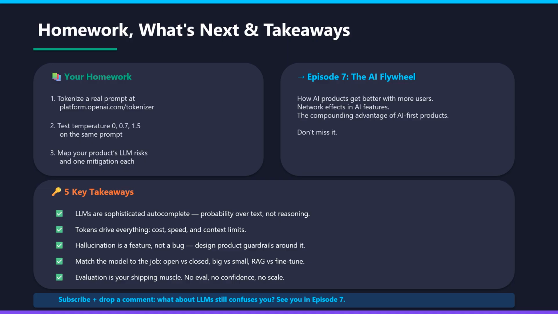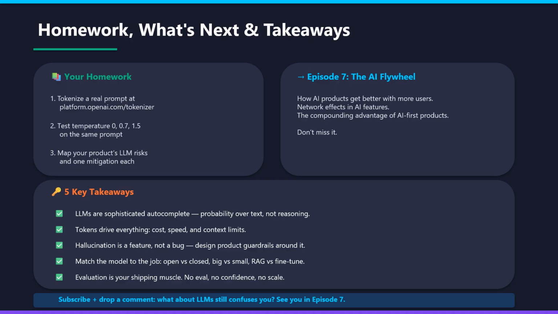Second, test temperature settings. Take one prompt relevant to your product, run it at temperature 0, temperature 0.7, and temperature 1.5. Compare the outputs side by side. Decide which setting is right for your use case. Three, map your LLM risk profile. For your product, identify which risks apply: hallucination, cost, data leakage, bias, prompt injection, and reliability. Write one mitigation strategy for each.